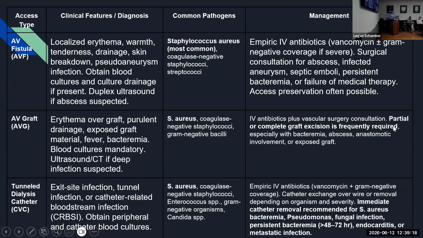I think the important point that I wanted to make here was that with AV grafts, often IV antibiotics by themselves are not enough. So they often need surgical intervention as well in order to completely eradicate the infection.